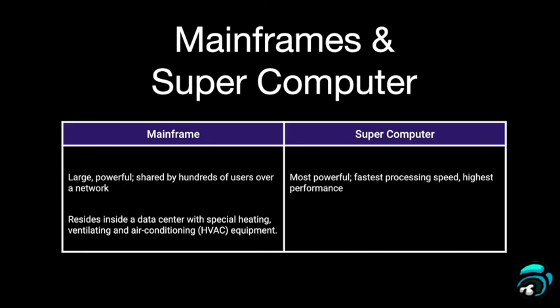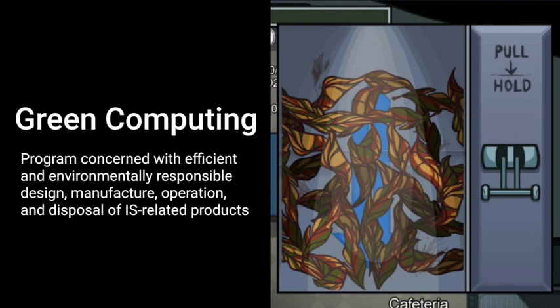With that, I will end our topic with green computing because this is also still considered included in hardware. Green computing is towards an efficient and environmentally responsible design, manufacture, operation, and disposal of your technology or IS related products. The goals of green computing are to reduce the use of hazardous materials in making technologies, and also to enable companies to lower their power related costs. So basically this means going green is good, right?